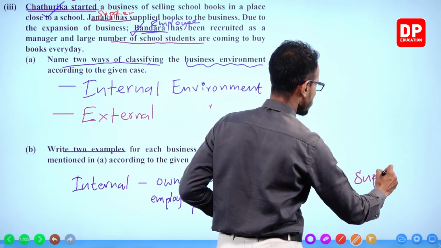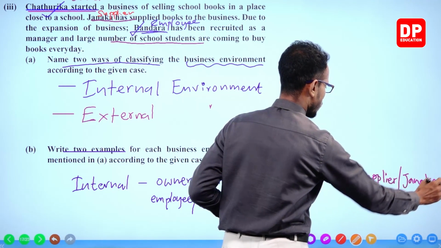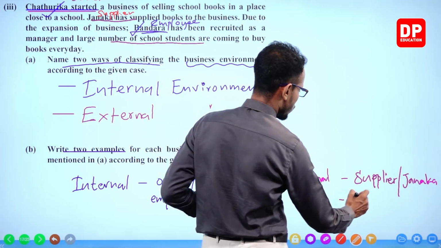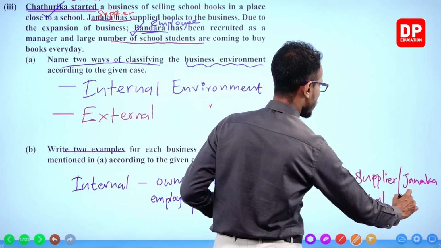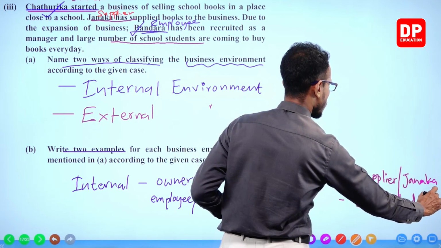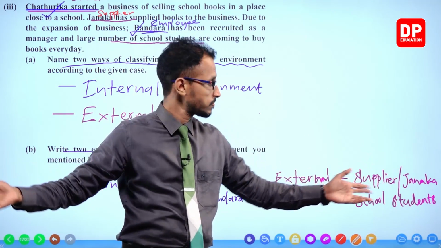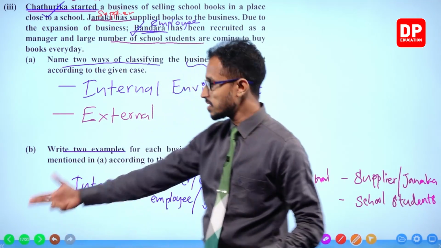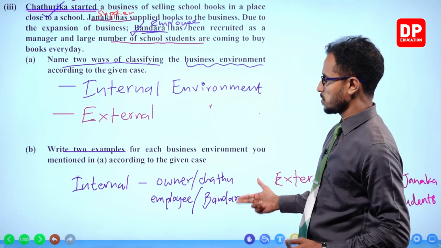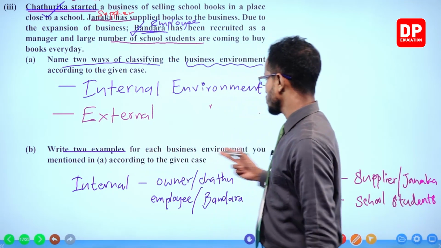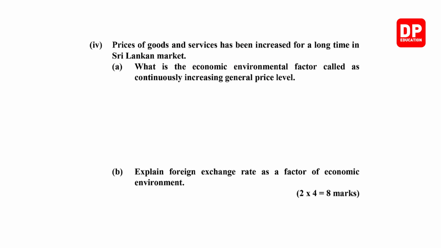Supplier Janaka, right? School students also, they are in the external environment. That's it. External environment on this side, internal environment on this side with the examples. Write two examples for each business environment. We are done with that.